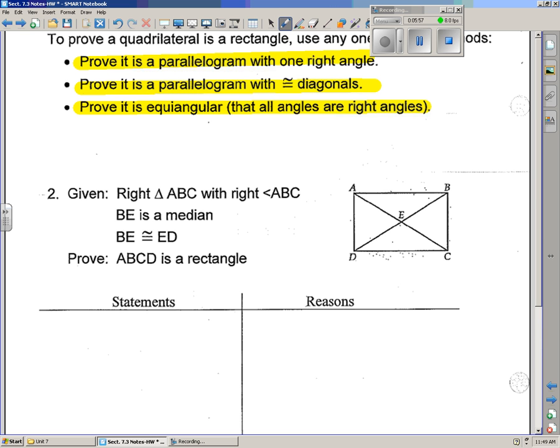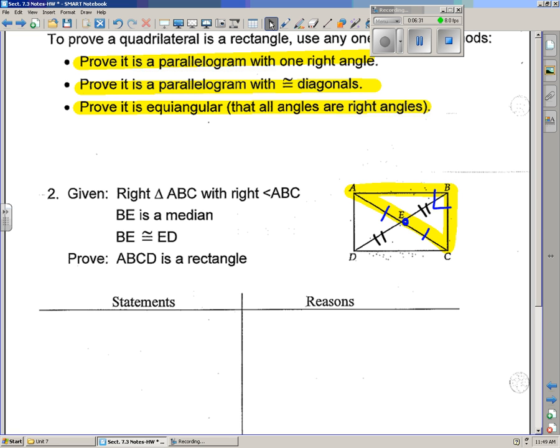So we've got that right triangle ABC with right angle ABC. So here's the proof. We know this is a right triangle, and we know that this is the right angle that's in the picture. Okay, we know BE is a median. Well, a median of a triangle creates a midpoint. A midpoint is going to create two congruent pieces. And we also know that BE and ED are the same.